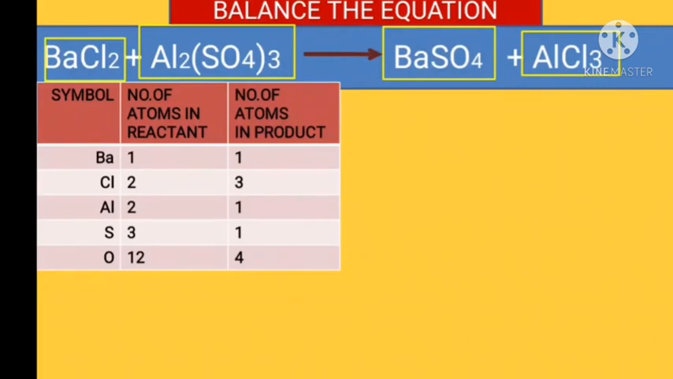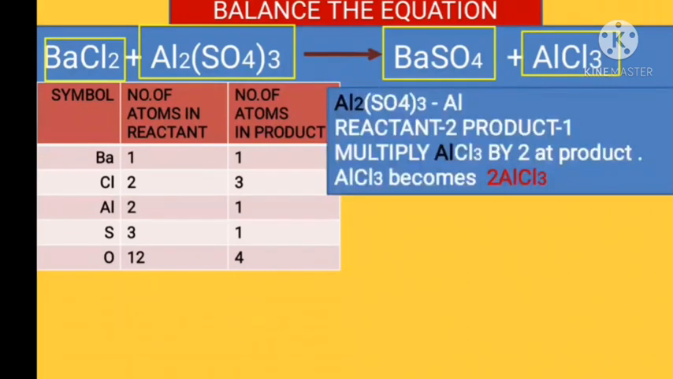Now we can balance the bigger one. Here the bigger molecule is aluminum sulfate, Al2(SO4)3. So from there, let us balance aluminum. On the reactant side we have 2 and on the product side we have 1. So we can simply multiply aluminum chloride by 2 on the product side. So what happened? AlCl3 becomes now 2AlCl3.